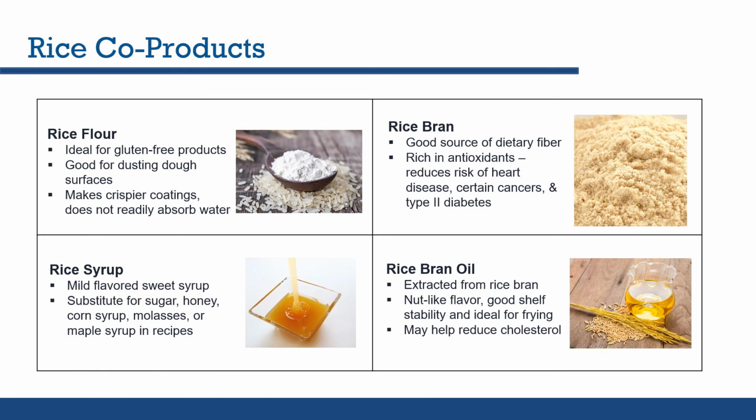So now that we understand rice varieties and forms, the last thing we need to go over today are rice byproducts or co-products. The main options for these are rice flour, rice bran, rice syrup, and rice bran oil. Rice flour is a perfect gluten-free alternative to traditional flours and can be used the same exact way those traditional flours are used in back of house or in the kitchen.